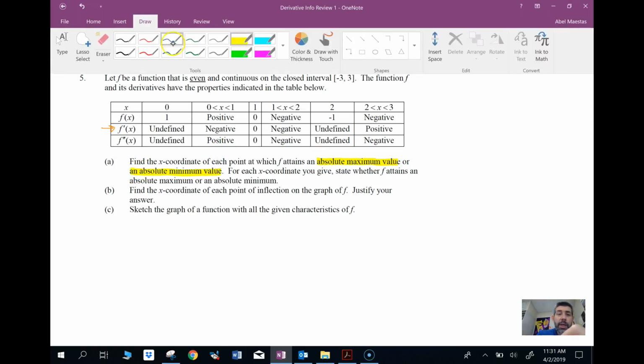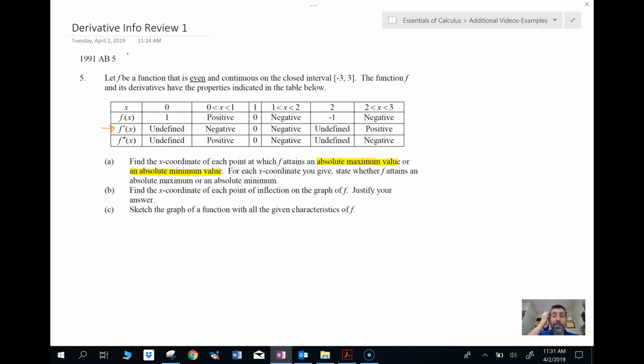So the one thing here that I want to highlight, the key word here is value. When you see the word value, as in absolute maximum value, that means you're looking at the y value. All right, so you want to know what x-coordinate is going to give you a y value that's an absolute maximum or an absolute minimum.